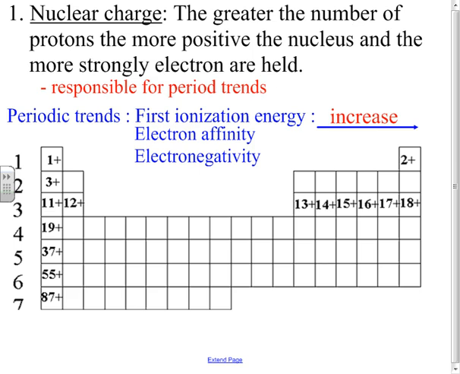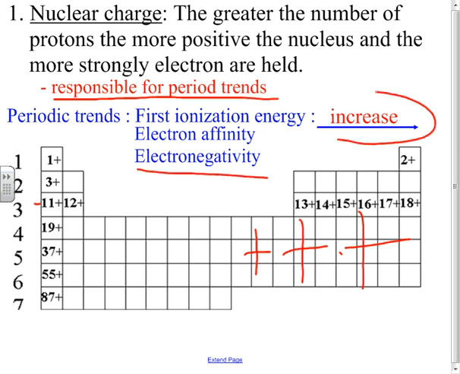First, nuclear charge. The greater the number of protons in the nucleus of an atom, the more positive it's going to be and the more strongly the electrons are held. It's important you understand that this is responsible for all period trends. If we look at, say, period 3, we can see that the atomic number increases across, going from 11 protons to 12 protons, all the way up to 18 protons. So as the number of protons increases, the positive charge on the nucleus increases, and that causes these three things we just defined all to increase.